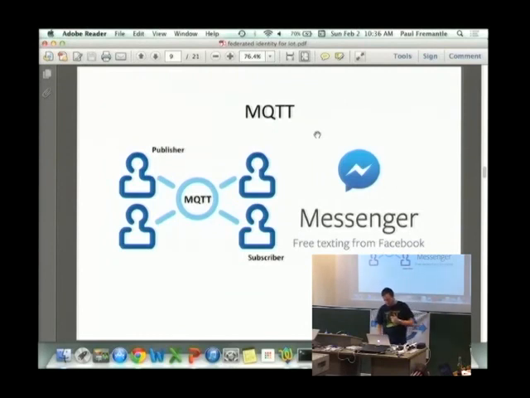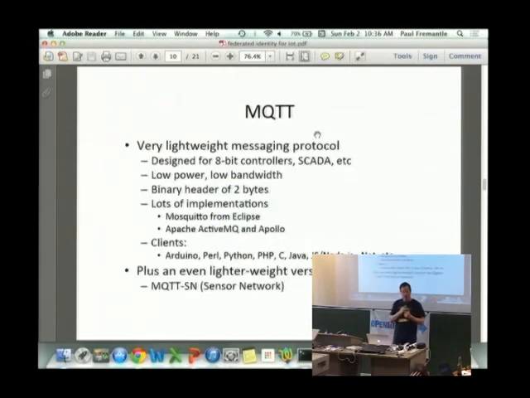MQTT is a protocol that came out of IBM, but out of one guy in IBM who happens not to be your typical IBMer. So it's not your normal IBM standard. It's very, very lightweight, very simple, and just does what it needs to. And it was originally designed for a pipeline in Alaska.